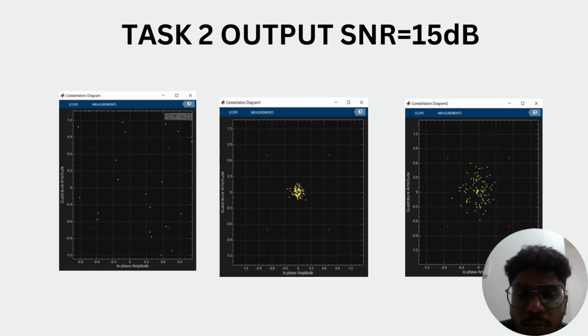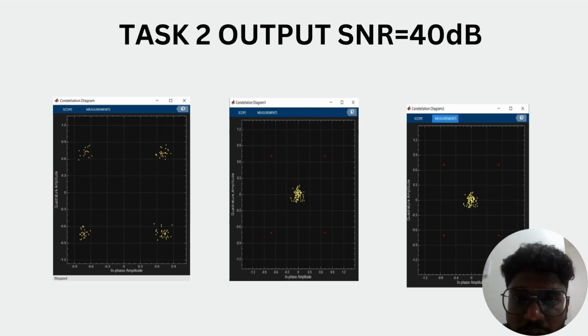For the task 2 output, we can see for the signal to noise ratio of 15 dB, the first is the same as the first task, same as 1 dB, but with this 15 dB there are changes, there are more points on the graph, and then the second is actually the same as the 1 dB output, and the third one is scattered a little bit in the middle of the graph.